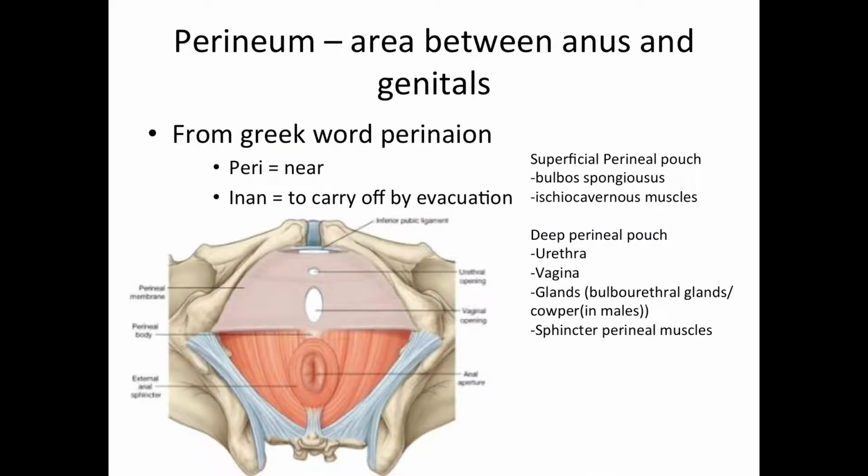So the perineum: there are two parts of the perineum. There's a superficial perineal pouch and a deep perineal pouch. The superficial perineal pouch contains the bulbospongiosus muscle. Bulbous means swelling, and spongious means porous. This comes from Homer's Odyssey, when Ulysses kills his wife's suitors and mops up the blood with a sponge.